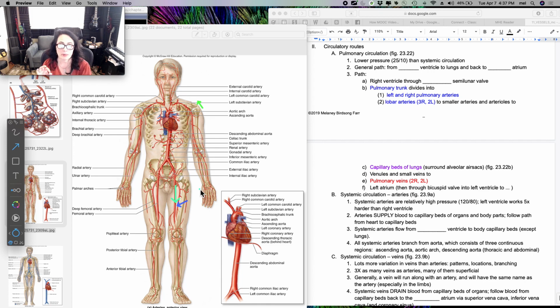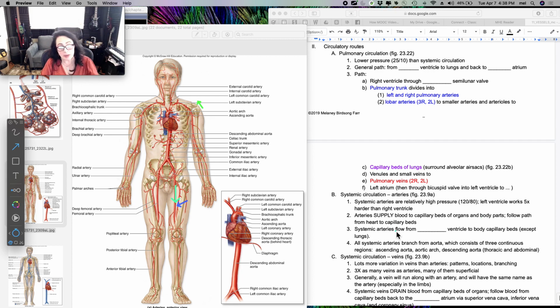So systemic arteries are going to be relatively high pressure, 120/80. 120 is the pressure in many systemic arteries immediately after ventricular contraction. 80 millimeters of mercury is the pressure in systemic arteries immediately before the next ventricular contraction. The left ventricle works about 5 times as hard, not more frequently, but it uses up a whole bunch more nutrients for all of that myocardium that's in there. And arteries are going to supply blood to capillary beds. You follow an artery from the heart to the capillary bed.